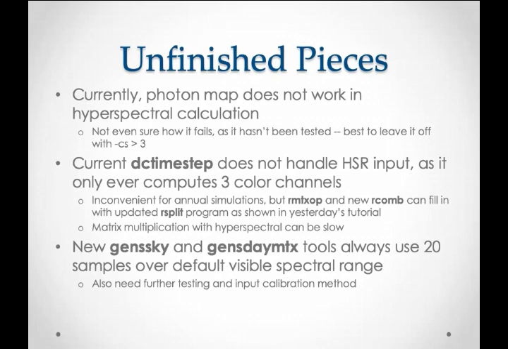And then finally, the GenS Sky and GenS state matrix tools that Taoning just described always use 20 samples and cover the default visible range, and that may change in the future.